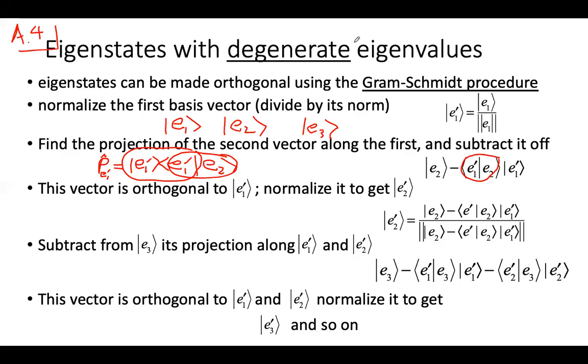All right, so we're doing this Gram-Schmidt procedure, three vectors that aren't orthogonal, and we want to make them orthogonal. Thank you for reminding me about that.